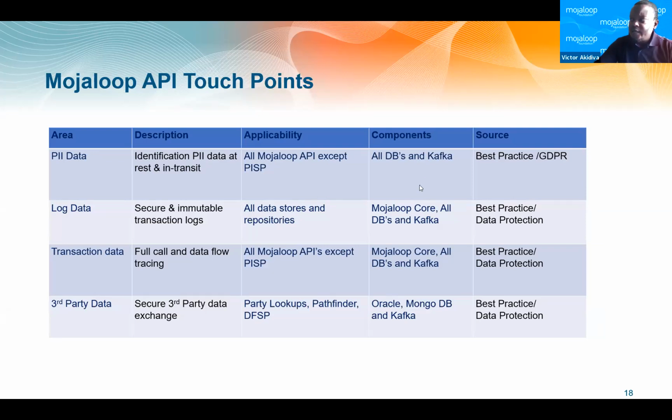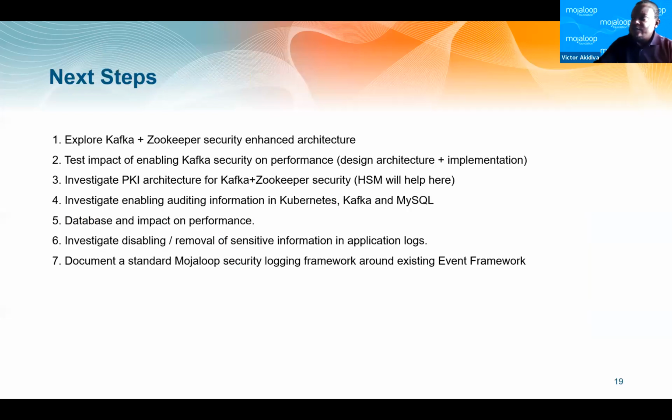As Godfrey highlighted earlier, we were largely informed by best practice standards governed by GDPR and PCI DSS. All of these looking at PII data, what data we are logging, how we are protecting transaction data, and how the third-party tools such as Kafka, Pathfinder, MongoDB are being used within our environment to create, process, and store data. So in light of this, what are some of the next steps that we are looking at from a data protection perspective?